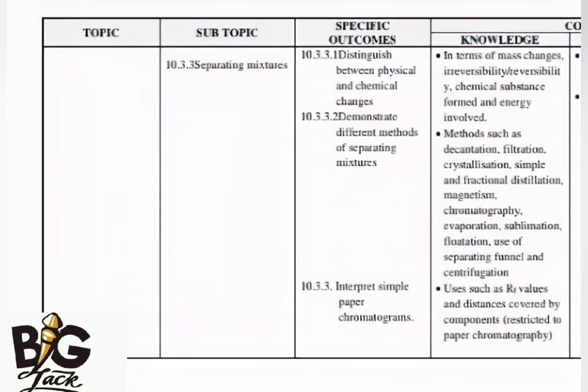Apart from that, simple and fractional distillation. On this part, you need to know the structure and the parts, and also examples of substances that can be separated using fractional distillation. Apart from that, magnetism. When we talk of magnetism, it means iron and different types of mixtures are going to be involved here.